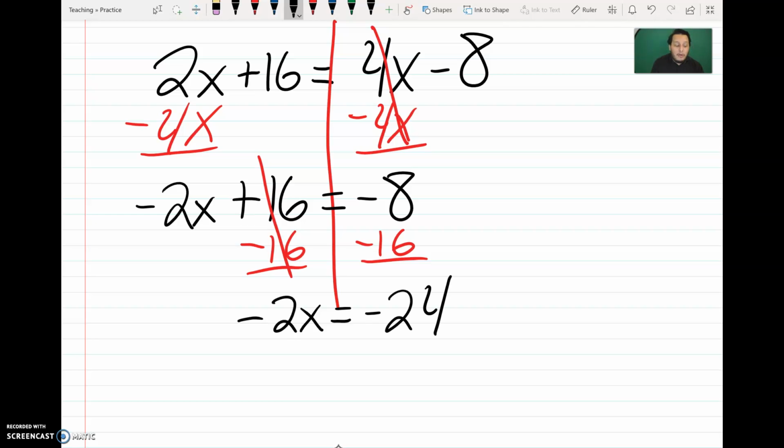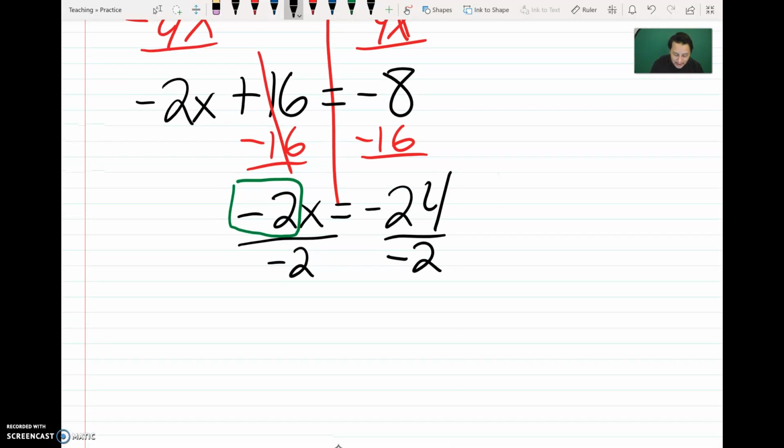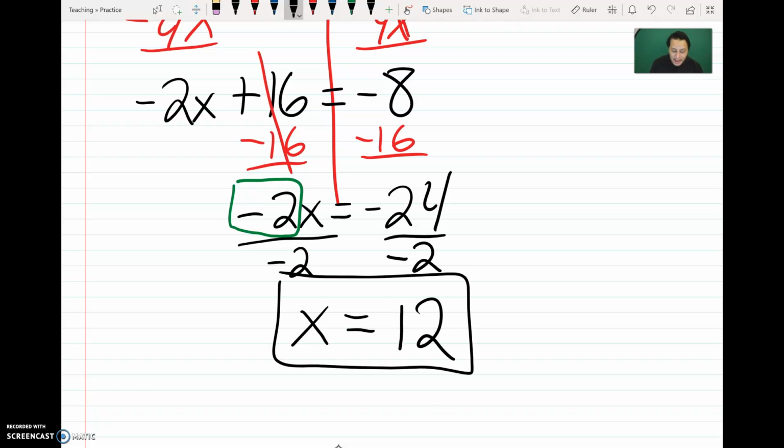Guys, this is the most important part. Your last step is to always divide by the number in front of x. I'm going to divide by this negative 2. Not just 2, but the negative 2. Negative 2 divided by negative 2 is just x. Negative 24 divided by negative 2 is going to be a positive number, right? Because a negative divided by a negative is positive. 24 divided by 2 is just 12. There we are, guys. That's our answer.